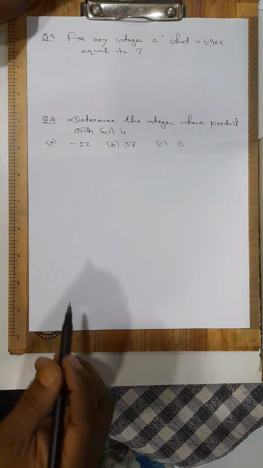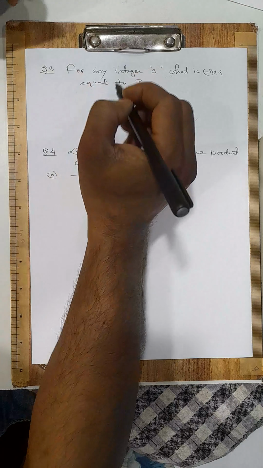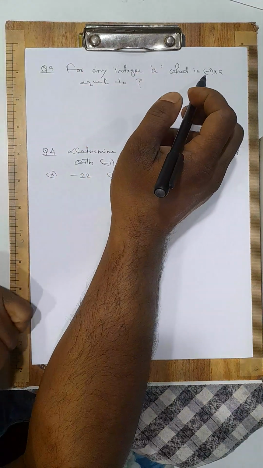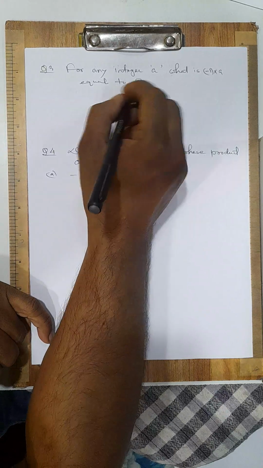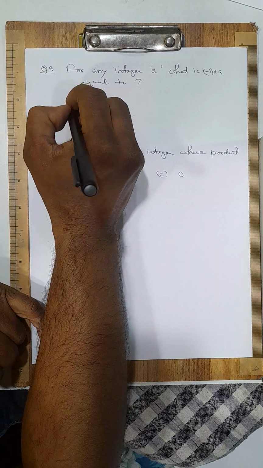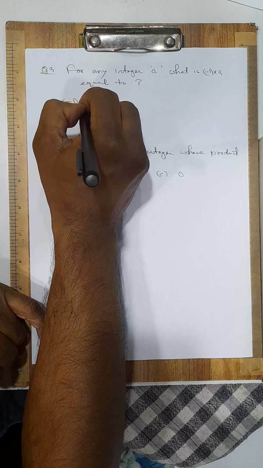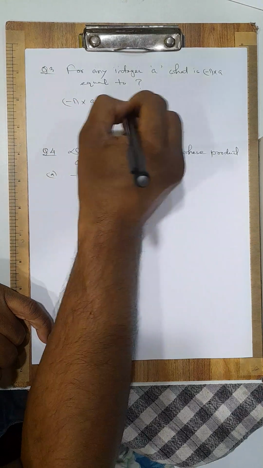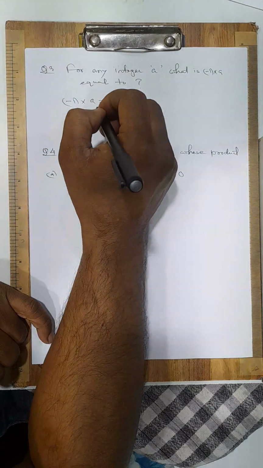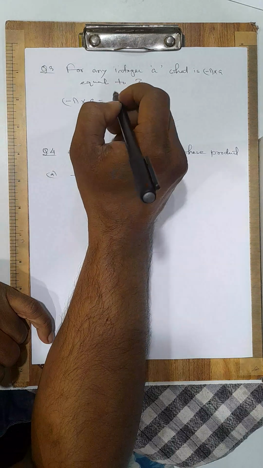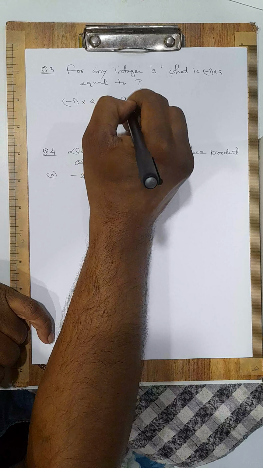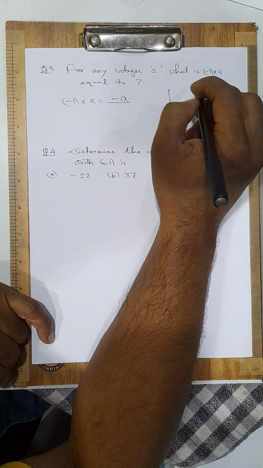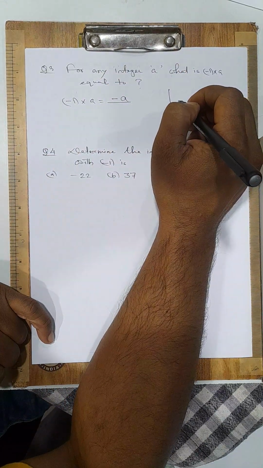Let's come to question number 3 here. For any integer a, what is the product of minus 1 multiplied by a equal to? So minus 1 multiplied by a equal to what? A is any integer. So you find that any integer multiplied by minus 1 is minus a. Just like this for any integer.